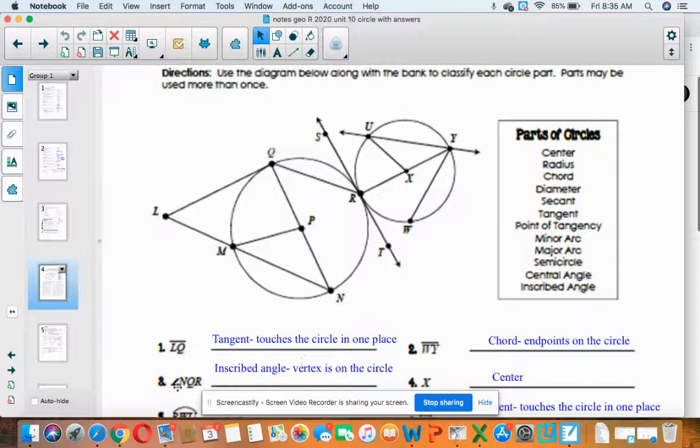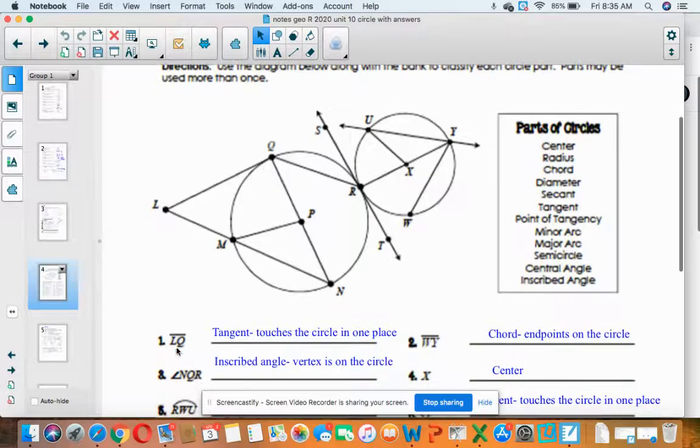Number 3 is angle NQR. So we're just going to find NQR. So here's the N right here, and then the Q, and then the R. So you can see NQR is an angle. The vertex of that angle is on the circle. If the vertex is on the circle, it's called an inscribed angle. And we're going to talk more about inscribed angles and central angles tomorrow.